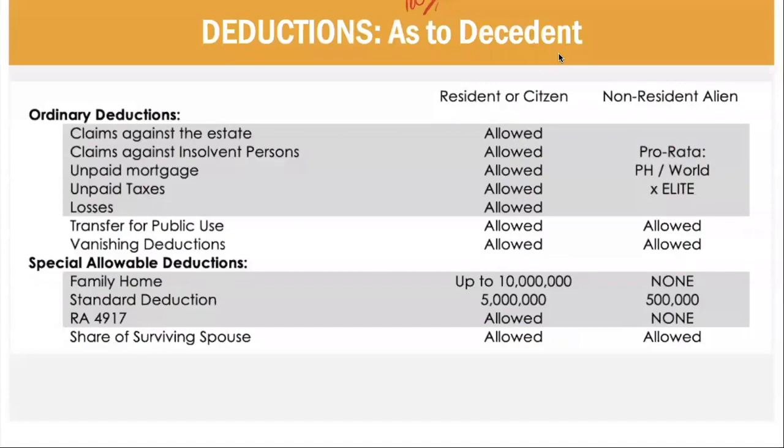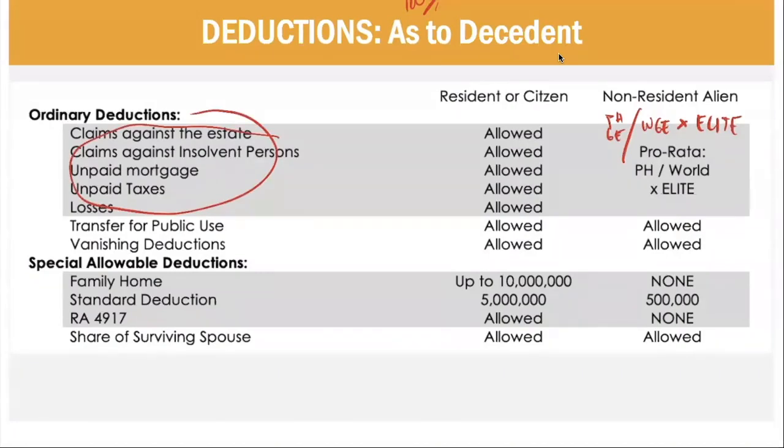We have your resident or citizen, non-resident alien. We have already discussed, we're done discussing your ordinary deductions. What's the difference only? For resident or citizen, depending on the allowed amount. For your non-resident alien, you need to prorate it. So prorata: you get your Philippine gross estate over world gross estate, multiplied by your total ELIT. So what are your total ELIT? Ito yan. Yan yung total ELIT mo.